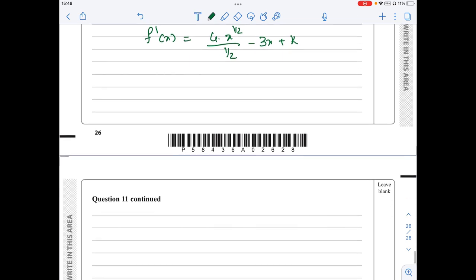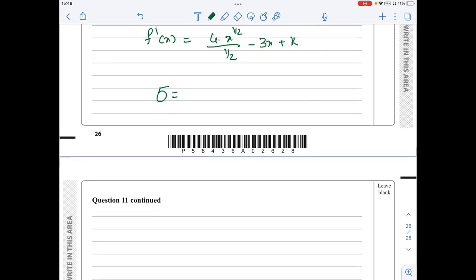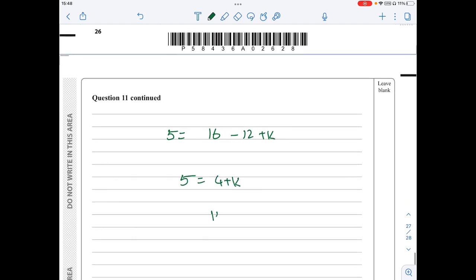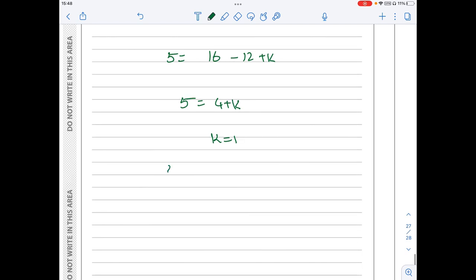So substitute 5, and substitute x as 4: minus 3 times 4 plus k. So this gives me 5 equals 16 minus 12 plus k. 5 equals 4 plus k. k equals 1. So what does f prime x become? f prime x becomes 8x to the power of 1 upon 2 minus 3x plus 1.